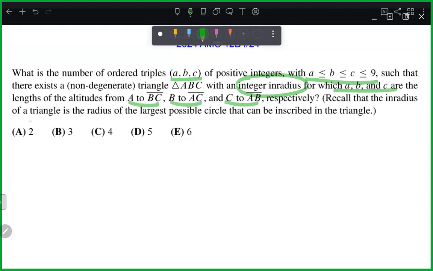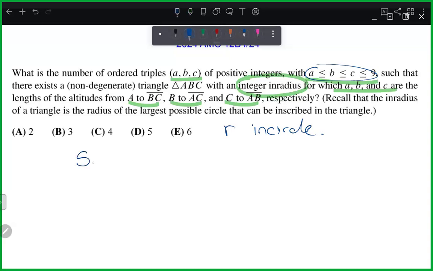Recall the inradius of a triangle is the radius of the largest possible circle that can be inscribed in a triangle. Right, so let's denote the incircle radius by R. So we're going to write down the area in different ways and then find the relation between A, B, C and R.